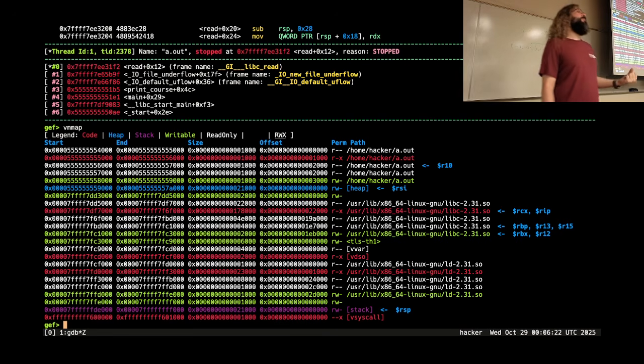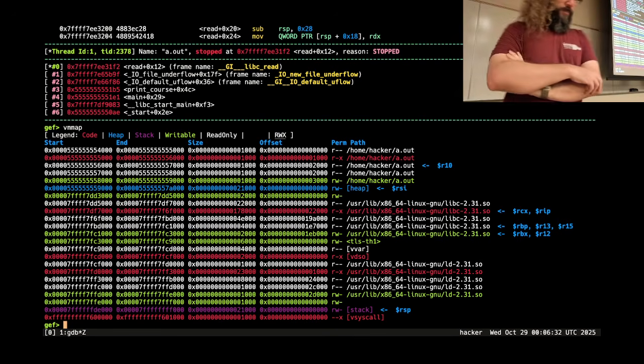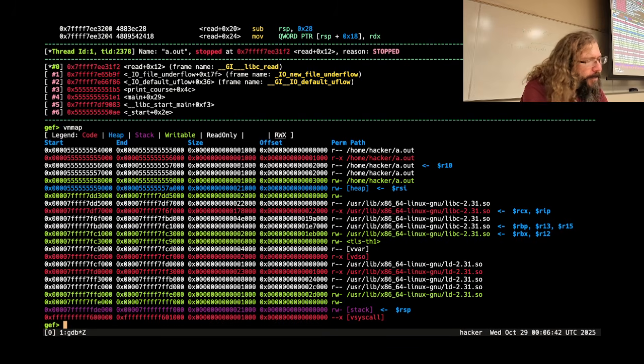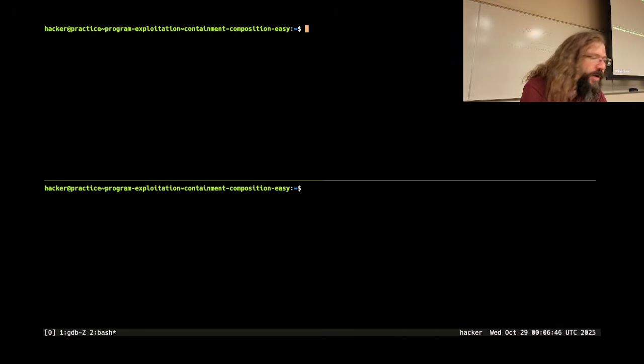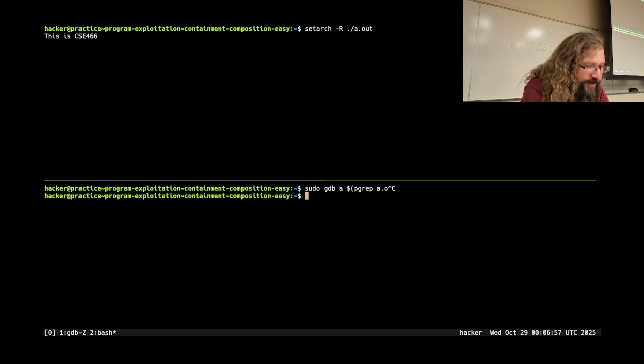Yes. If ASLR is disabled for this binary, will the addresses of linked libraries, heap and stack remain the same across every single execution? Let's find out. So we have that one up. I'm pretty sure we do. I want to say it's deterministic, but I'd rather just see it. I like to guess and then find out for sure. I need to know.